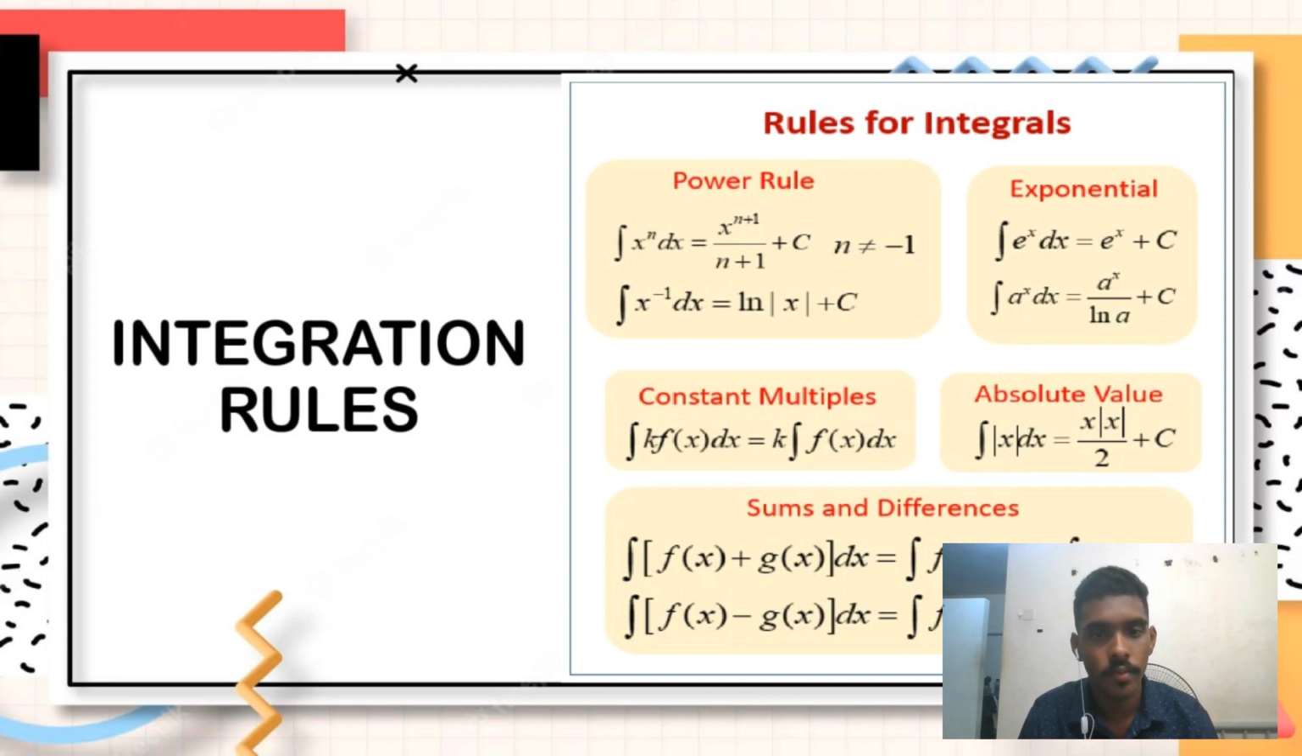Today I'm going to explain about integration rules. These are five types of integration rules: power rule, exponential, constant multiples, absolute value, sum and differences.